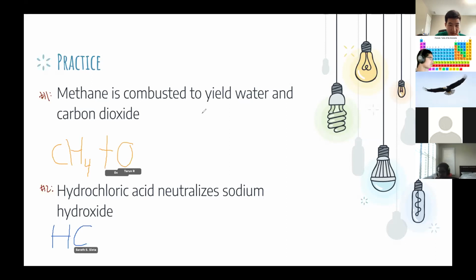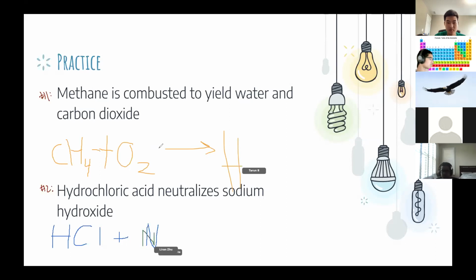So methane is combusted to yield water and carbon dioxide. Like we said, combustion, if you hear that word, it should mean something to you. That means that, like we have here, there's O2 gas involved. And right now, don't worry about balancing anything, guys. We're just making sure that our reactants and products are in the proper places.